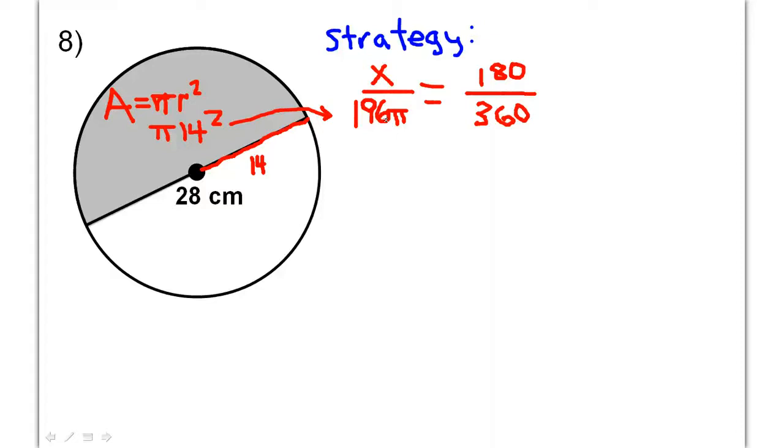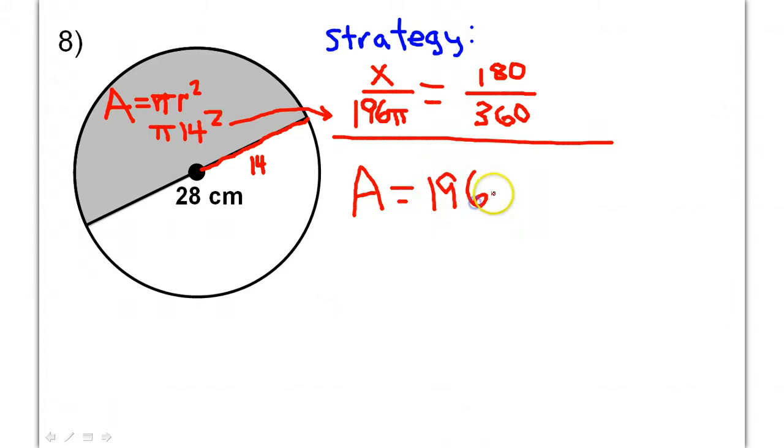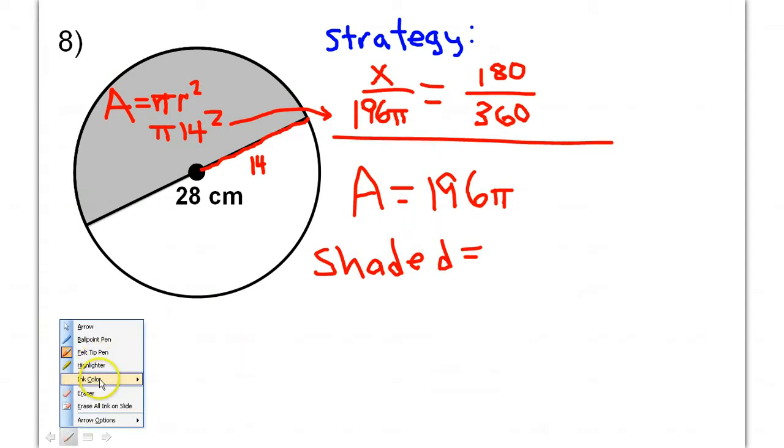Okay, so we don't really need to do part over whole. We could, but it would be a little quicker just to take the whole area of 196 pi. Right, this is another strategy, okay? So the area of the whole circle is 196 pi, okay? So with that in mind, to find the shaded part, we would just take that and divide by 2.